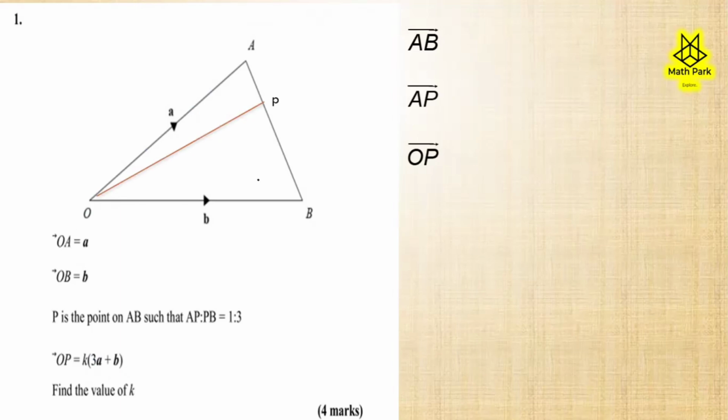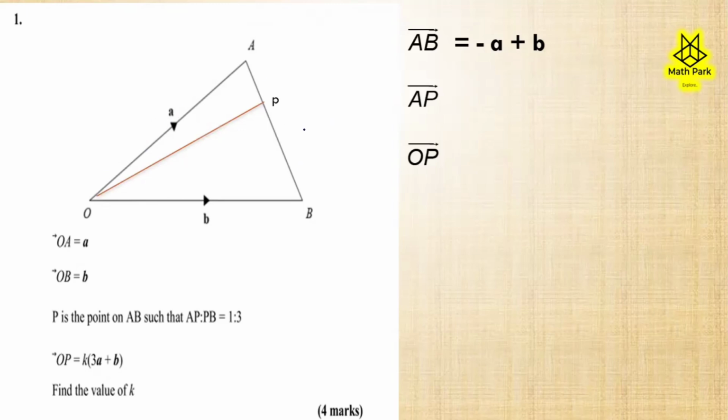So for finding the value of K, if I have to find OP, I need to find AP. For finding AP, first we find AB. So we have AB is equal to AO plus OB, which is minus A plus B. When we go in vectors, direction is very important. So we are going this way. Now we have to find AP.